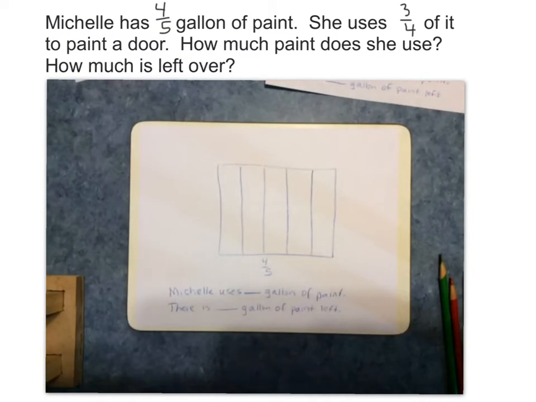Michelle has 4/5 gallon of paint. She uses 3/4 of it to paint a door. How much paint does she use? How much is left over? Pause the video and try this one yourself first.